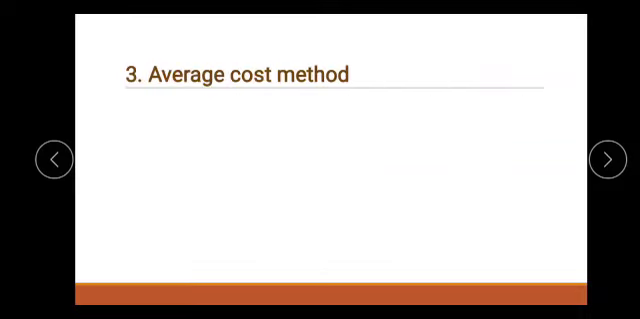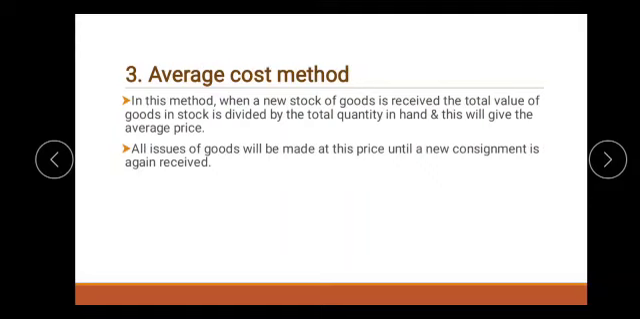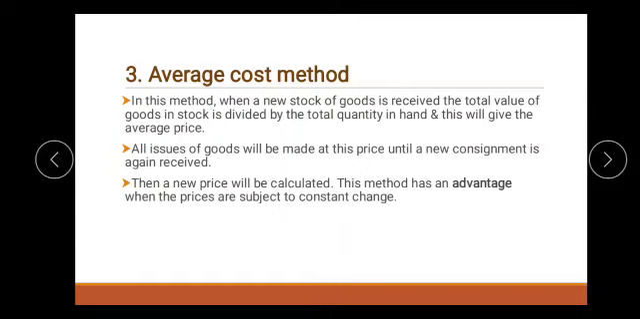Third method, average cost method. In this method, when a new stock of goods is received, the total value of goods in stock is divided by the total quantity in hand, and this will give the average price. All issues of goods will be made at this price until a new consignment is again received. Then a new price will be calculated. This method has an advantage when the prices are subject to constant change.